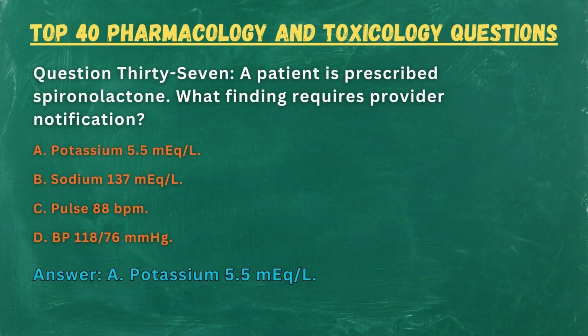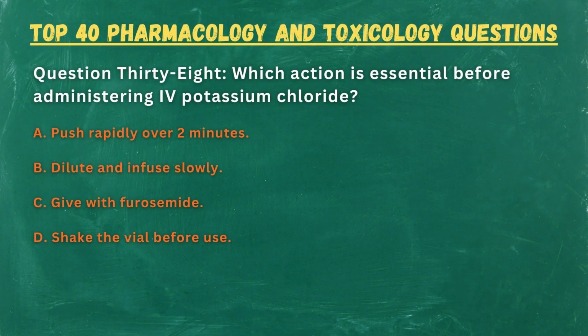Answer: A. Potassium 5.5 milliequivalents per liter. Question 38. Which action is essential before administering IV potassium chloride? A. Push rapidly over 2 minutes. B. Dilute and infuse slowly. C. Give with furosemide. D. Shake the vial before use.